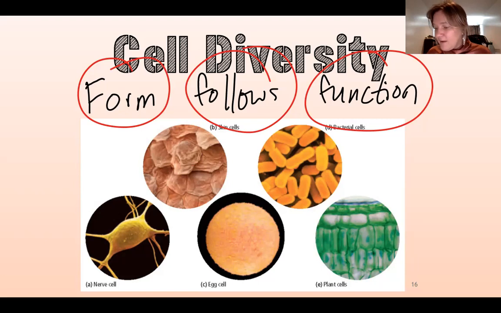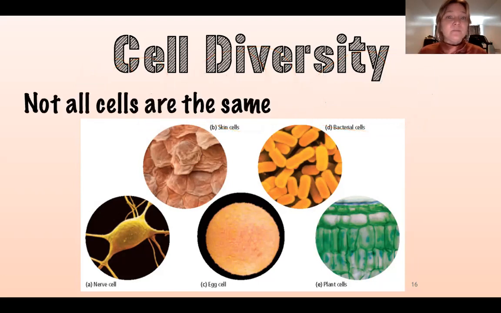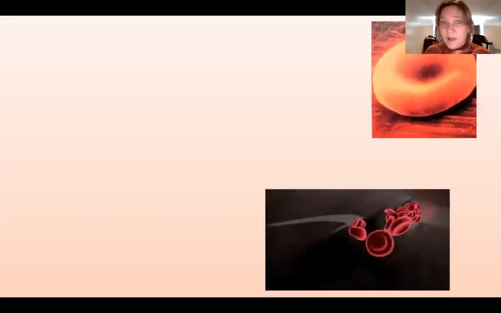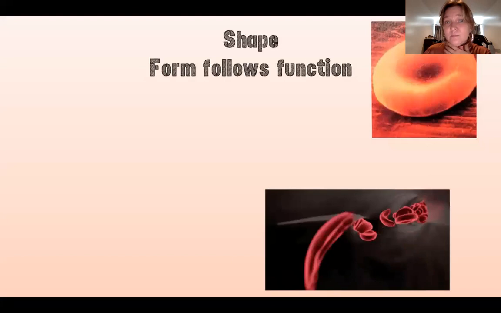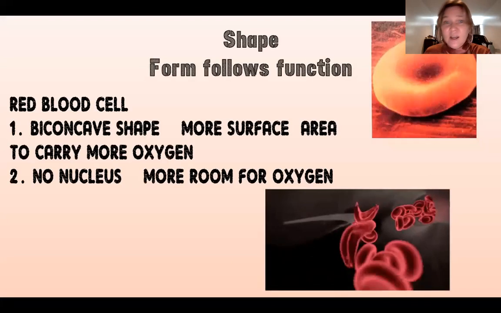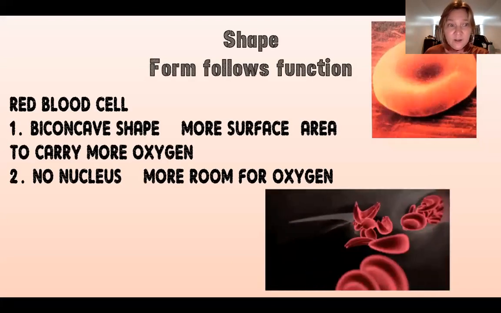So form follows function. Not all cells are the same. In fact, many different types of cells have, as you see from the picture here, and I'll give you a couple of examples next, shapes and sizes that vary greatly because of the very different functions that they have. So I'll give you a few examples. Again, form follows function. We have a red blood cell here.